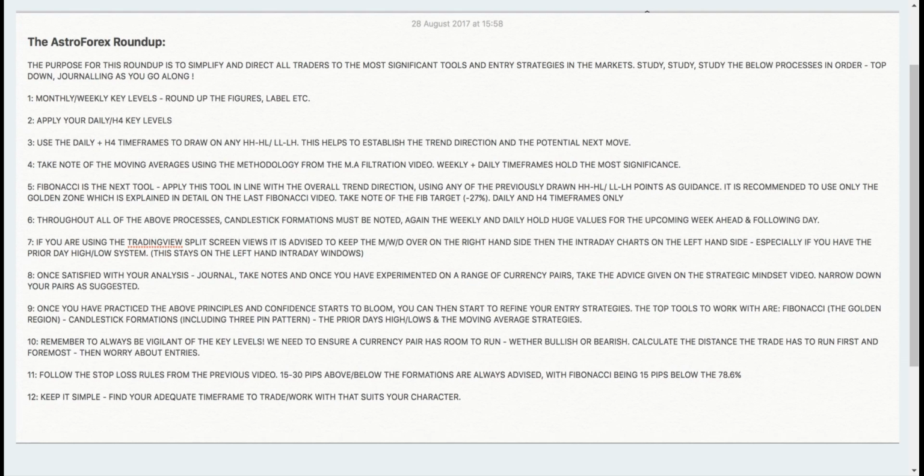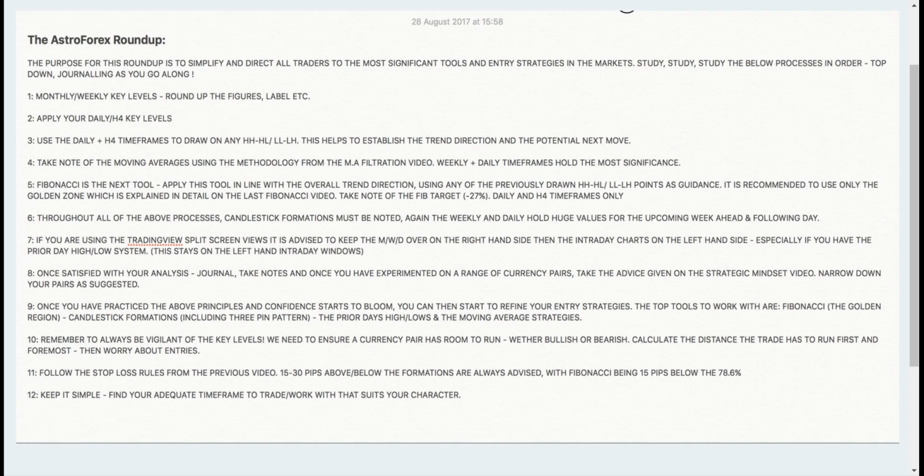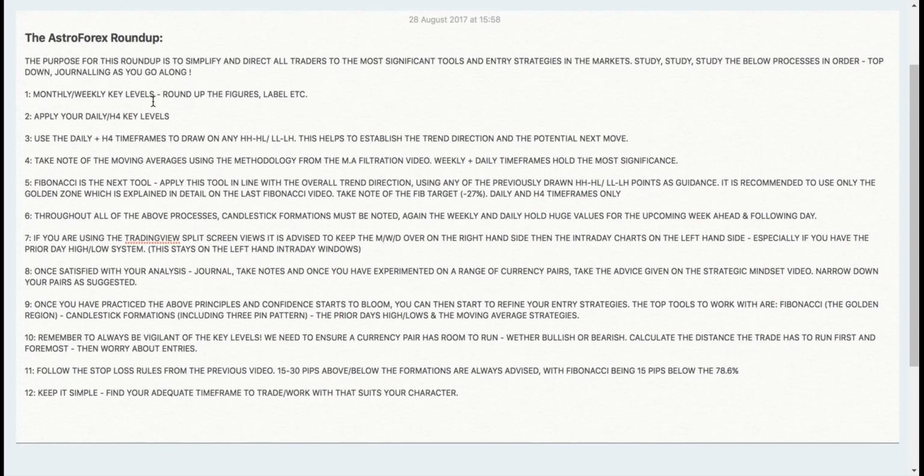So, Astro Forex Roundup. The purpose for this roundup is to simplify and direct all traders to the most significant tools and entry strategies in the markets. Study the below processes in order, top down, journaling as you go along. So when you come to the charts, blank one, monthly, weekly, daily key levels. Well, monthly, weekly key levels, rounding up the figures, labeling, and so on. Everybody on the one-to-one has done this, and there are some thorough videos in the key level section on how to do that.